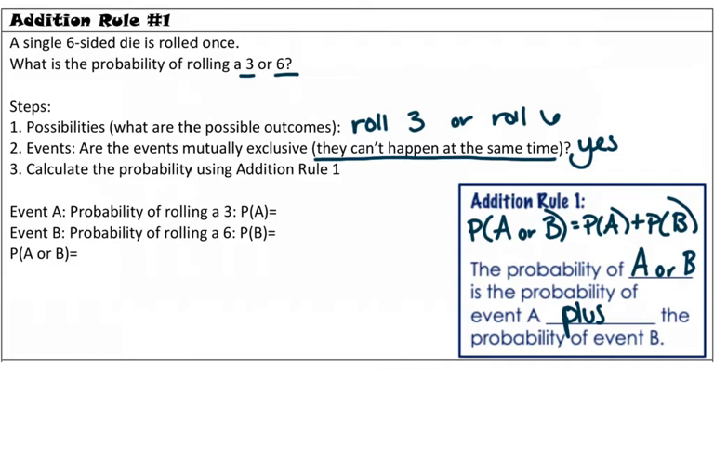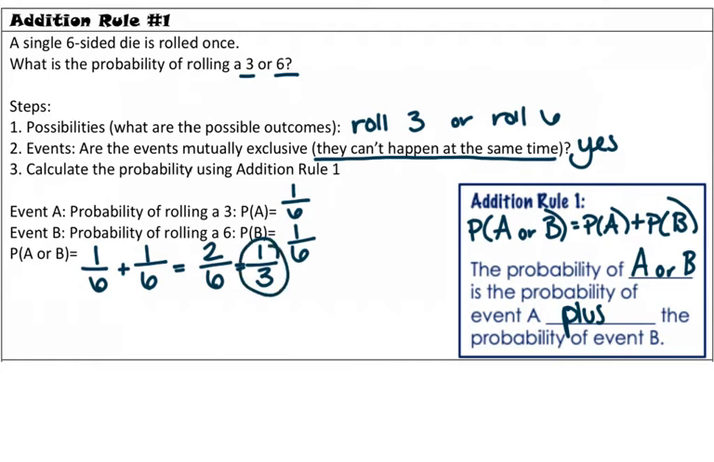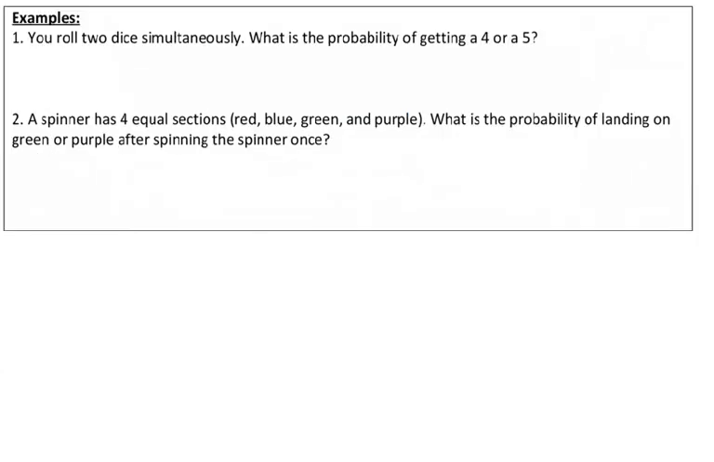So the probability of rolling a 3 would be 1 out of 6 because it's a 6-sided die. And then the probability of rolling a 6 would also be 1 out of 6. So the probability rule says if I want to find the probability of A or B, I'll add them together. So 1/6 plus 1/6 is 2/6, which reduces to 1/3. So that's how you use the probability rule.